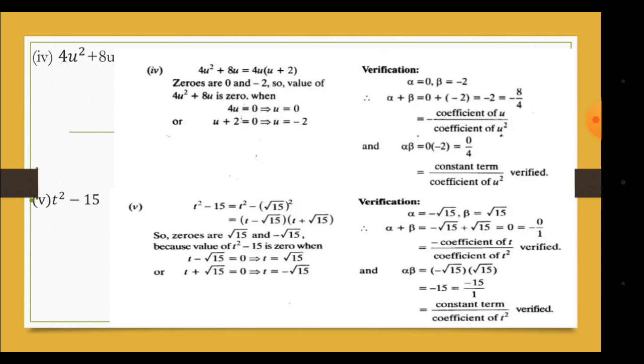So again same here, you have to factorize this polynomial, find the factors, then from the factors you find out the zeros. After getting zeros, you have to verify the relations as in your first and fourth questions. Okay, and the remaining are homework.